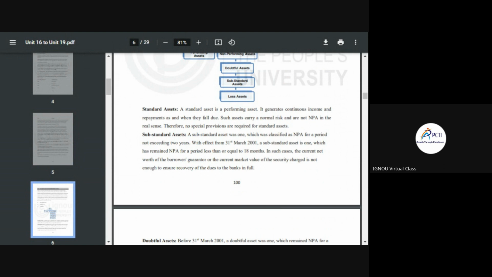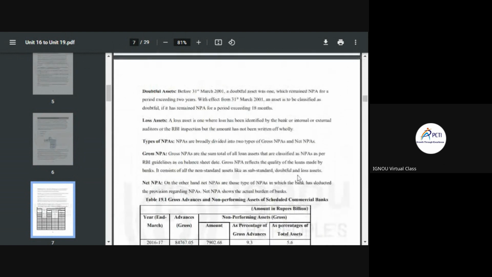Then we have the doubtful asset. Before 31st March 2001, a doubtful asset was one which remained NPA for a period exceeding 2 years. With effect from 31st March 2001, an asset is to be classified as doubtful if it has remained a non-performing asset for a period exceeding 18 months. Then we have the loss asset. A loss asset is one where loss has been identified by the bank, the internal or external auditor, or the RBI inspection, but the amount has not been written off wholly.